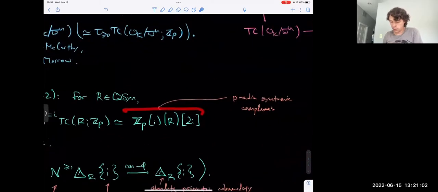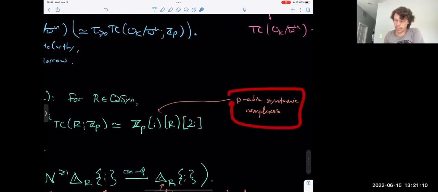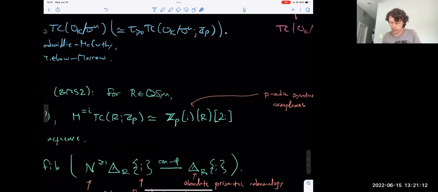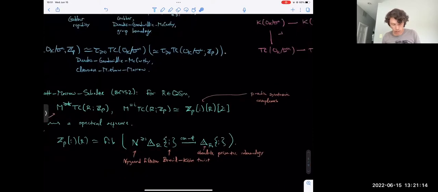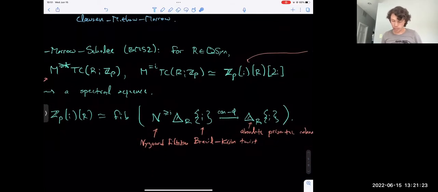Sorry, that's these Z_p(i)'s, then shifted up by some degree. So these are the p-adic syntomic complexes, and let me just say what they are. It's the fiber of a map on something involving prismatic cohomology.